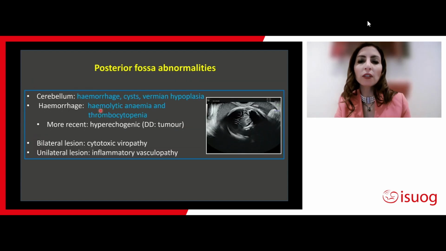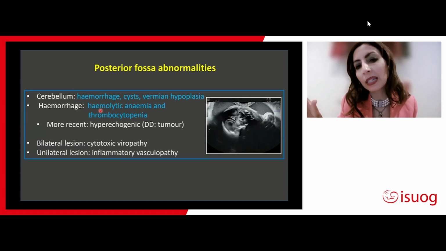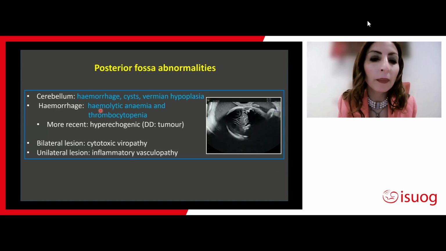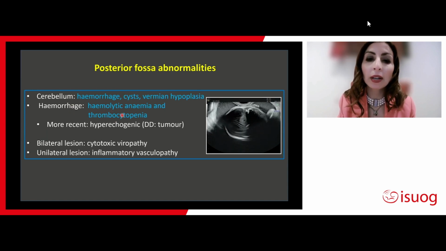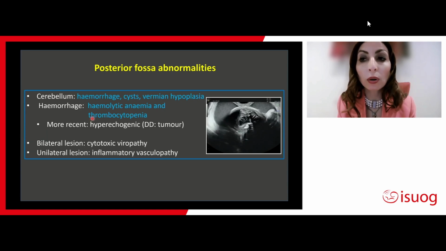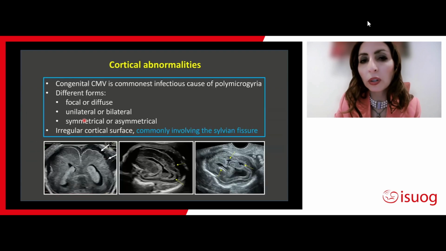What about posterior fossa abnormalities? They can really vary from hemorrhage in the cerebellum, cyst, or vermian hypoplasia, or cerebellar hypoplasia. So why do you have hemorrhage in the cerebellum? Because CMV can lead to anemia, often mild, but it can also lead to thrombocytopenia. The lesion can sometimes be bilateral or unilateral.